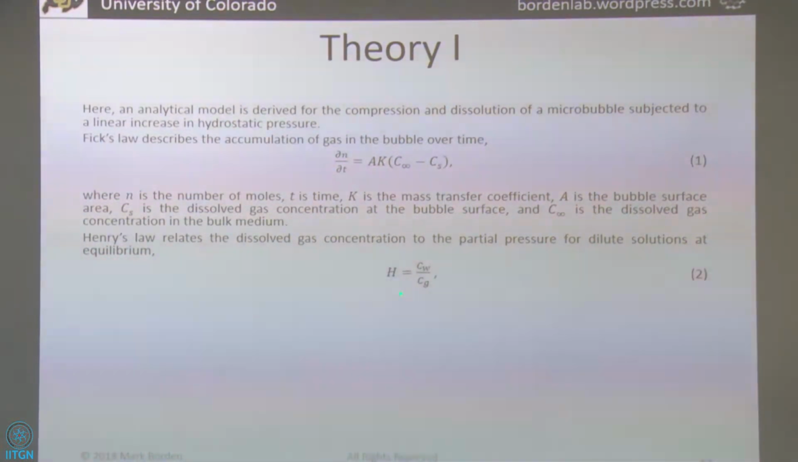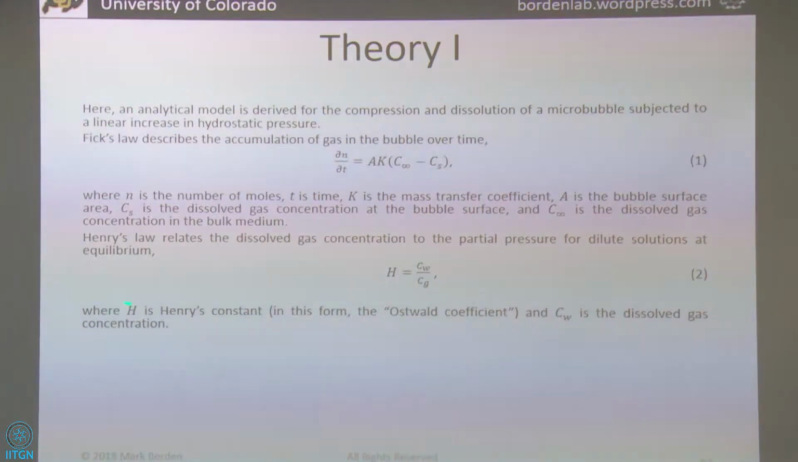So here we're going to actually use H, and we're going to define it as the concentration of gas in the water over the concentration of gas in the bubble. So H is Henry's constant. In this form, it's actually called an Ostwald coefficient, and C sub W is the dissolved gas concentration.